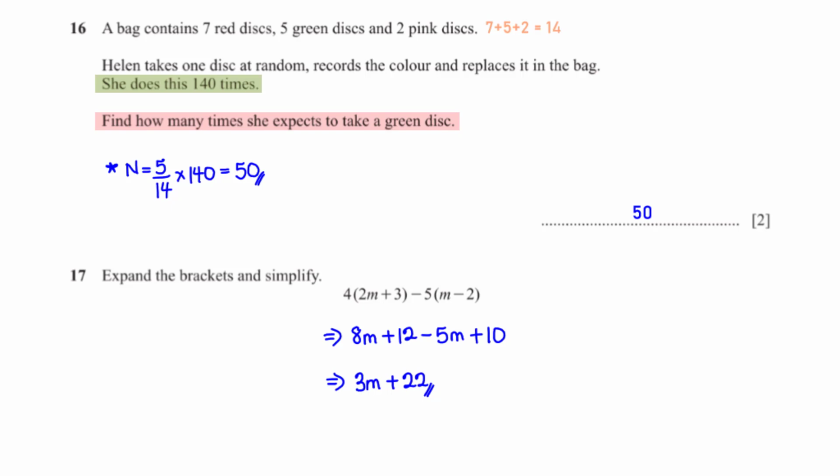The probability that she picks a green disc from the bag is equal to the number of green discs in the bag, which is 5, divided by the total number of discs, which is 14. After picking and replacing discs in the bag 140 times, the number of times she is expected to pick a green disc is 5 over 14 times 140, which is equal to 50.